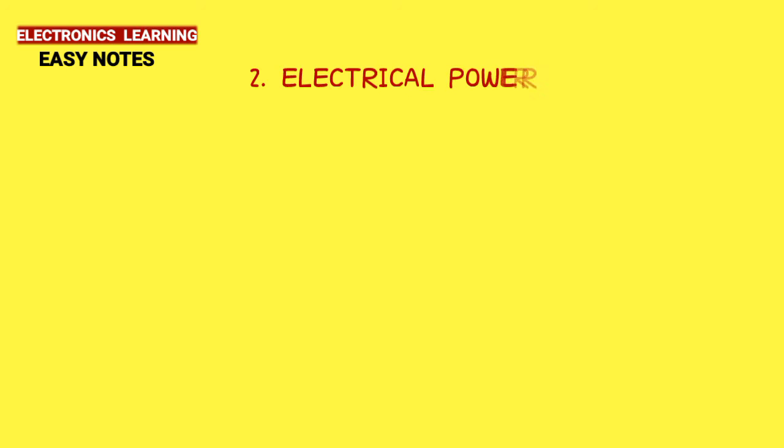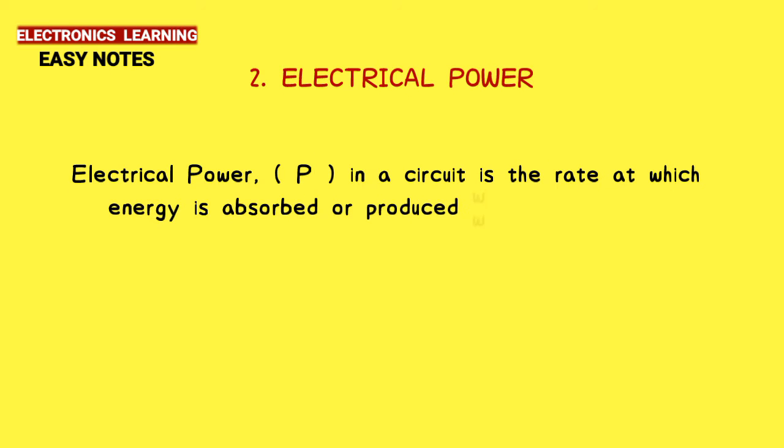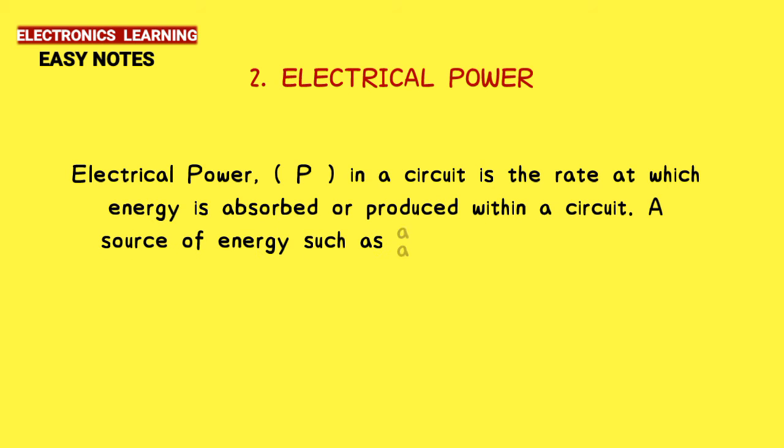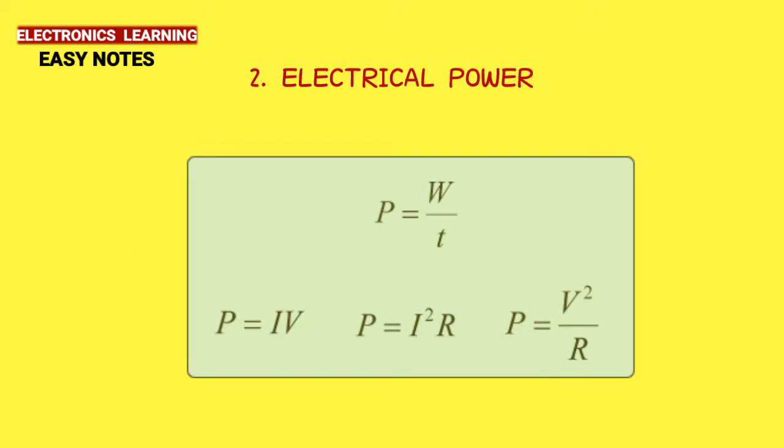Electrical power. Electrical power P in a circuit is the rate at which energy is absorbed or produced within a circuit. A source of energy such as a voltage will produce or deliver power, while the connected load absorbs it. These are electrical power relations.